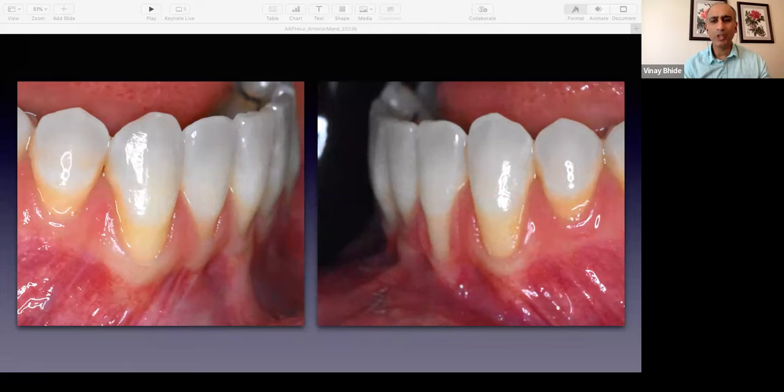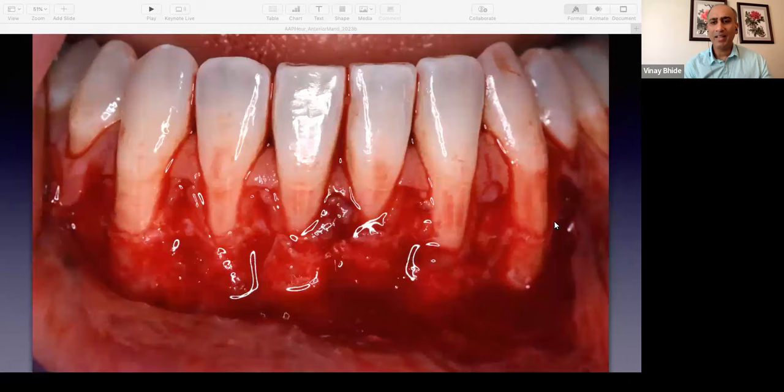So we prepared the recipient site. And once I saw the extent of the buccal root prominences, I started to get a bit worried here, because now not only are these teeth outside of the envelope of bone, this is definitely going to affect how much root coverage I can get with my free gingival graft.